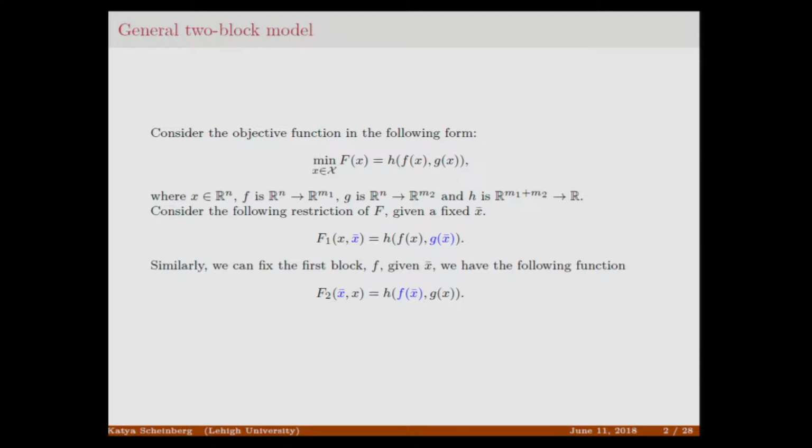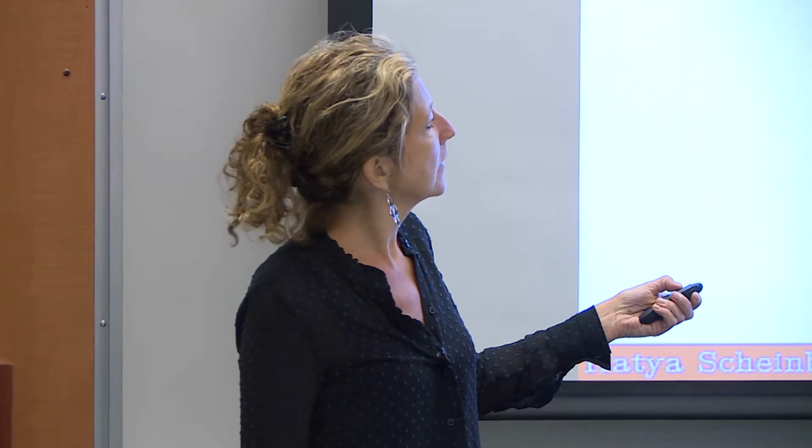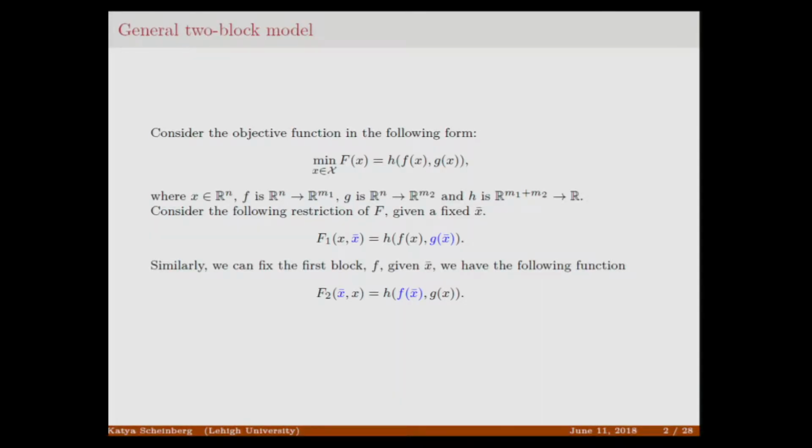So here, there's a decomposition into two blocks, and basically we're considering two block functions. One is this function when the second term is fixed. So we fix the x here, and this g of x becomes a constant. What happens here? And then if this becomes fixed, what happens here? So we have these two blocks, and now we're going to make assumptions on these blocks.